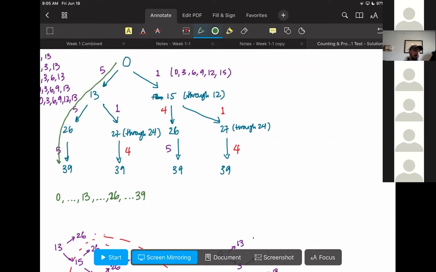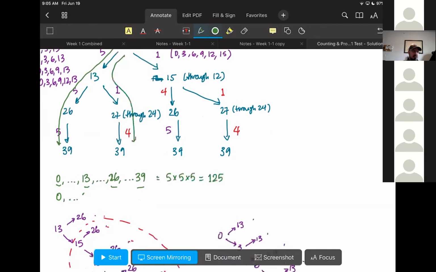Now if we look at this path, this is saying a different case, which is I visit 0, then I visit 13, then I don't visit 26, and then I visit 39. And so here we see there's 5 ways to get from 0 to 13. There's 1 way to get from 13 to 27, and then there's 4 ways to get from 27 to 39. So this is 5 times 1 times 4. This is 20.